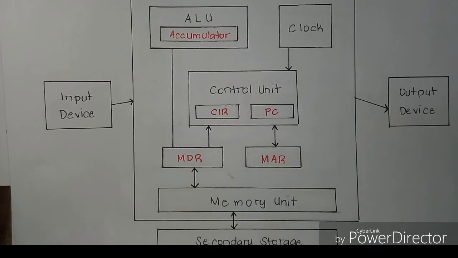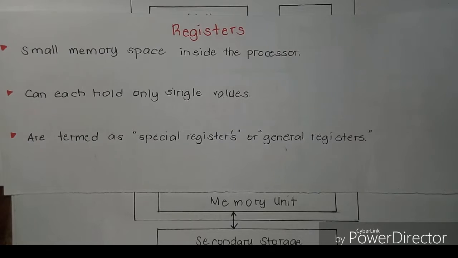So what are registers? A register is a small memory space inside the processor. Each can hold only a single value, and they are termed special registers or general registers. The first register we'll look at is the PC, the program counter, which lives inside the control unit.